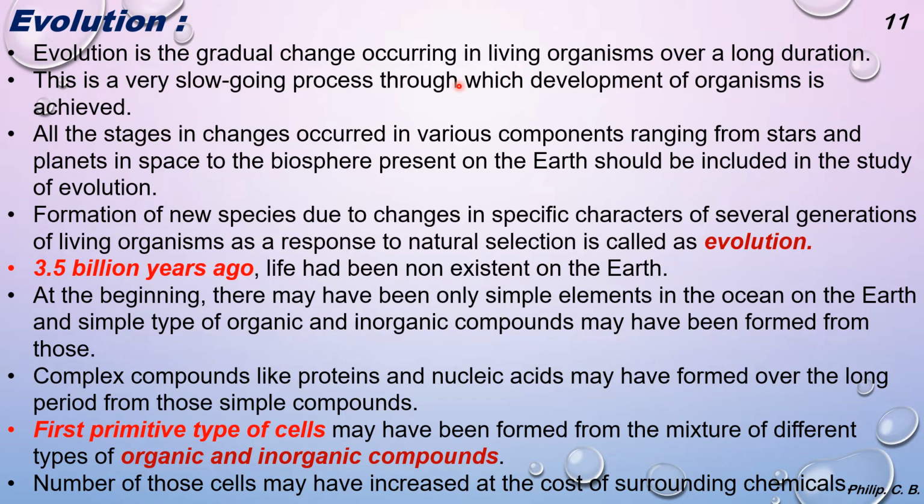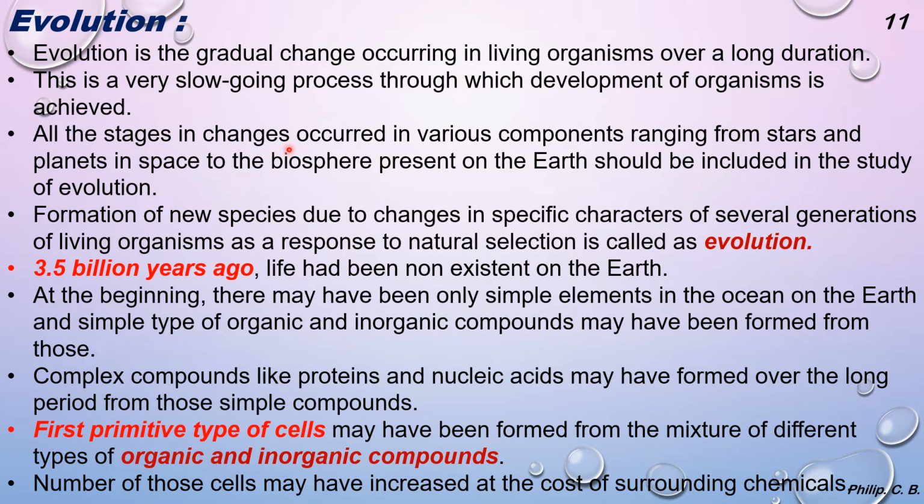Now, what is gradual change? Slow change. See, nothing can be formed quickly. Even if you see formation of a building, a tower takes place in a certain period of time, maybe 1 year, 2 years, 5 years. Correct? Then slowly it happens. Same way, evolution is also a process which takes place slowly and steadily. Okay. If things are made faster, what will happen? The building will collapse. Correct? This is a very slow going process through which development of organism is achieved.